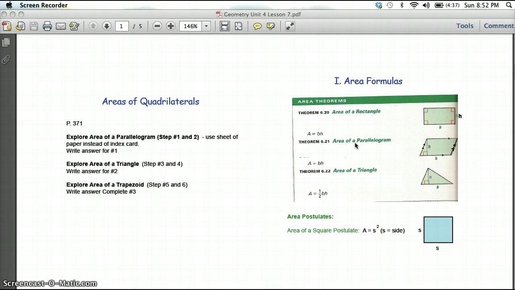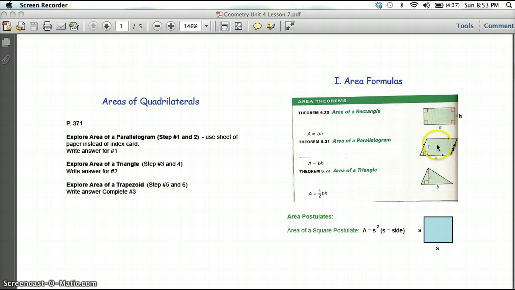Now, the area for a rectangle is pretty easy. It's just base times height. And base is the bottom, and your height is literally your height. It's up and down. Okay? The area of a parallelogram is also base times height. Again, here's your base, and then here's your height.